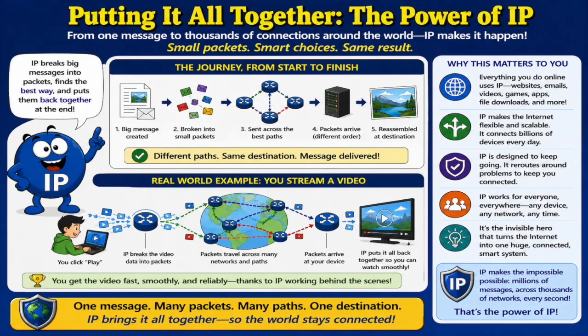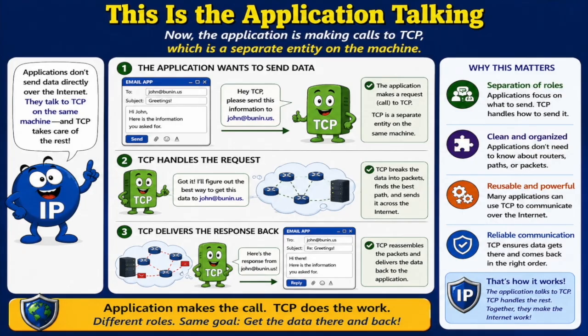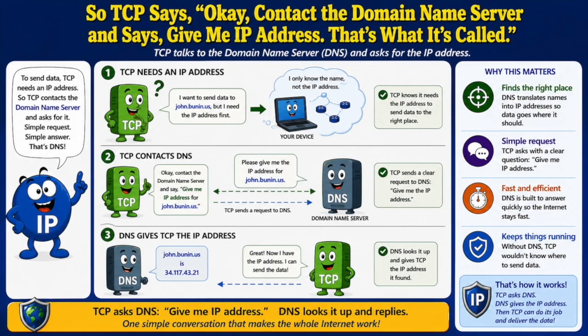Below TCP is something else, and that's where the magic takes place. How does TCP find out its destination? TCP is the one who goes to the domain name server. You say, hey, TCP, I want to send this information. This is the application talking. Now, the application is making calls to TCP, which is a separate entity on the machine. It's actual code that is made available to developers, and it says, here's the address I want to send it to, and this is how much information I want to send. So TCP contacts the domain name server and says, give me the IP address.